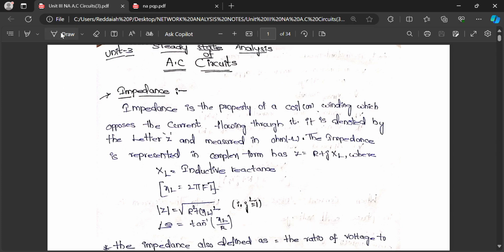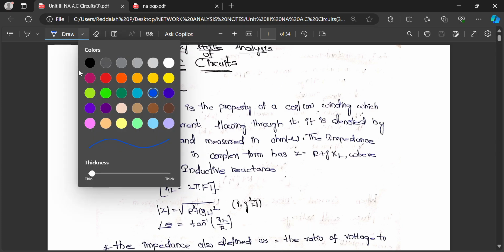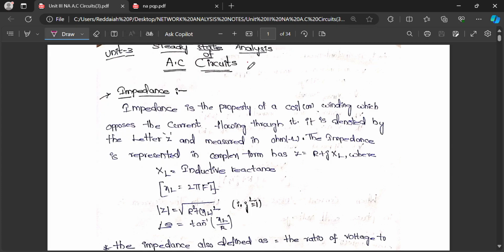Let us see the Unit 3 complete circuit, the complete chapter in one. Unit 3 in network analysis is steady state analysis of AC circuits. In AC circuits, AC power will be used. AC power means alternating current. Alternating current will be connected to a circuit. This alternating current has both frequency and magnitude.